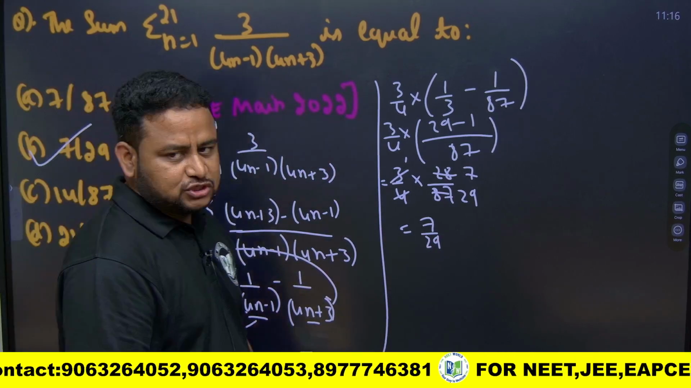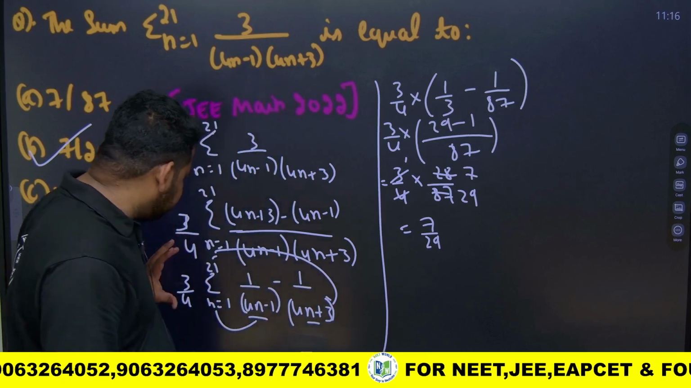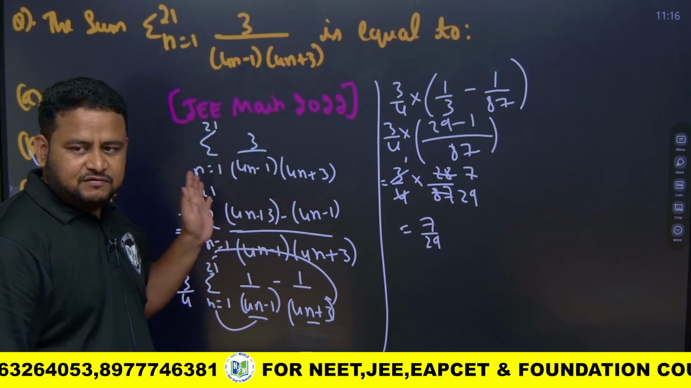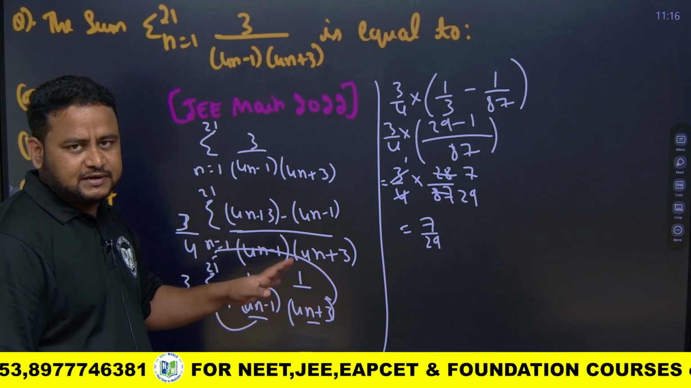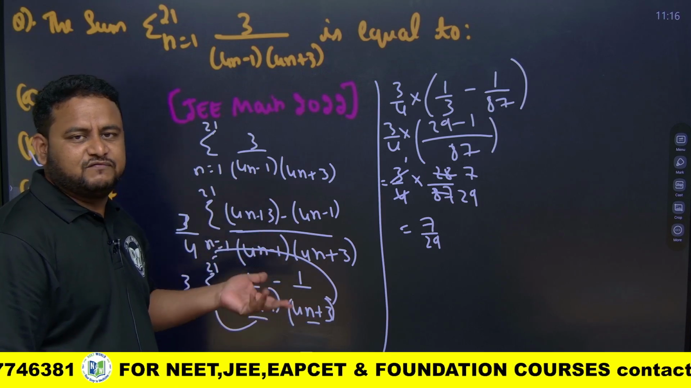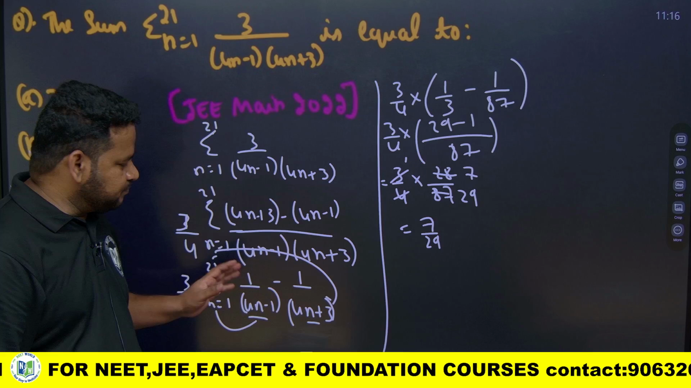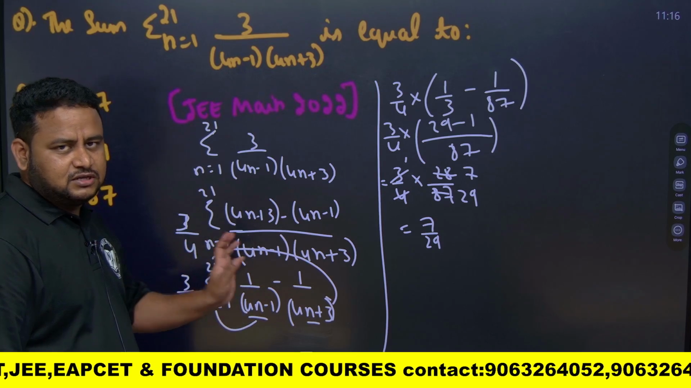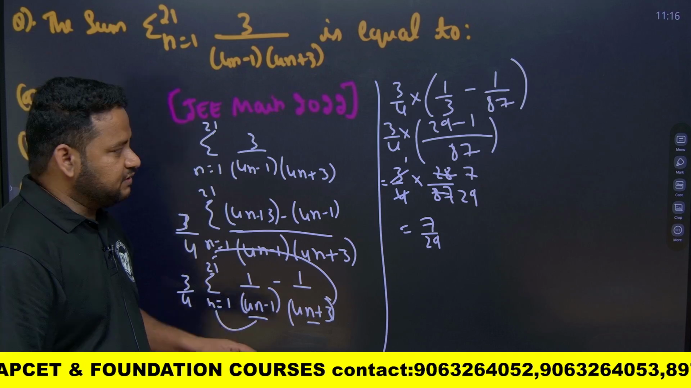JEE 2022 question. If you don't use this trick, it will become a lengthy question. Ultimately the first term and last term will be left, all the middle terms will get cancelled, but it will take a lot of time for you to solve. It becomes very calculation heavy. That's why I wanted to use the trick: for the smaller value put the smaller one and for the bigger value put the bigger value of n. That's it. Very simple question.